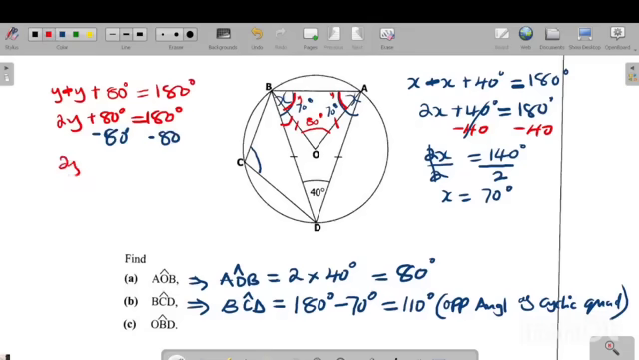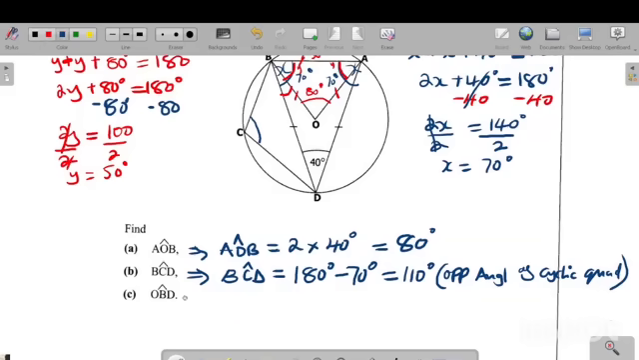Then we'll have 2y is equal to 180 minus 80, which is 100. Okay? 100, then divide by 2 to find the value of y. So y is equal to 50 degrees. So meaning this angle here is 50 degrees. This angle here, even this base angle, is also 50 degrees.